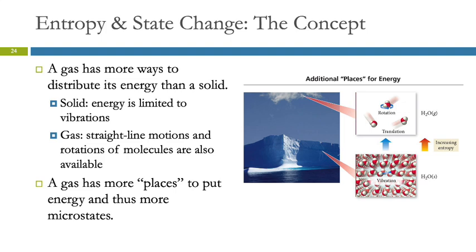Gases have more ways to distribute the energy. So not only just moving around, but gas molecules can rotate. They can spin around, and they can have translational motion. Right? In a solid, vibrating is about the only thing they can do. They can't even spin around. They're stuck. Right? So the gas has more places to put the energy, and so it has more microstates and more entropy. Does that make sense?